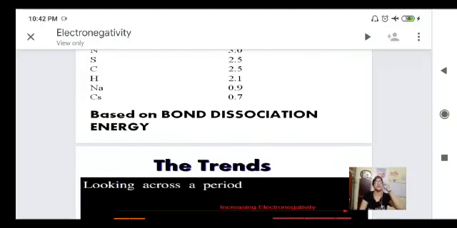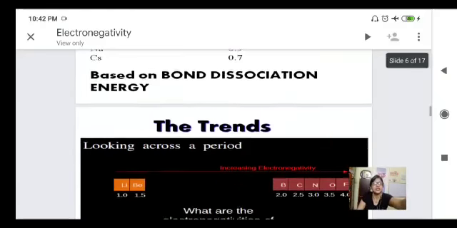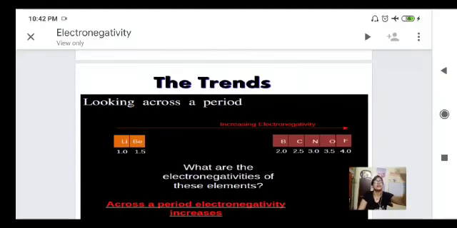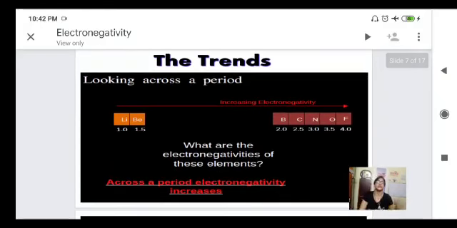This calculation is based on the bond dissociation energy. Now, coming to the trend of variation of electronegativity in the periodic table. Looking across a period, you can see that electronegativity increases from left to right. On the left, in the second period, there is lithium, and on the right there is fluorine. So in the periodic table, electronegativity along a period increases from left to right.